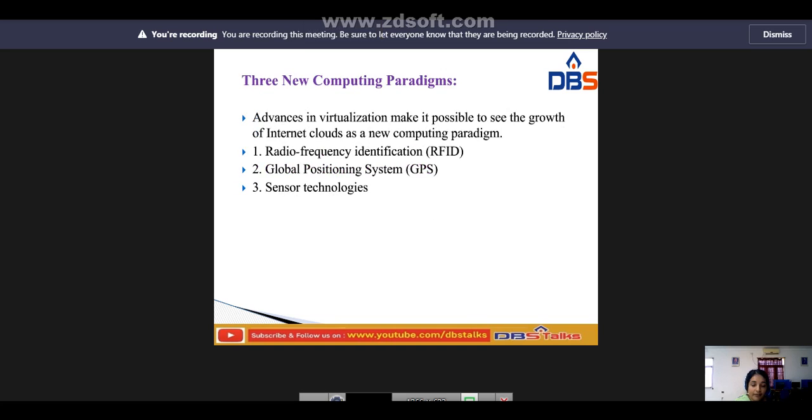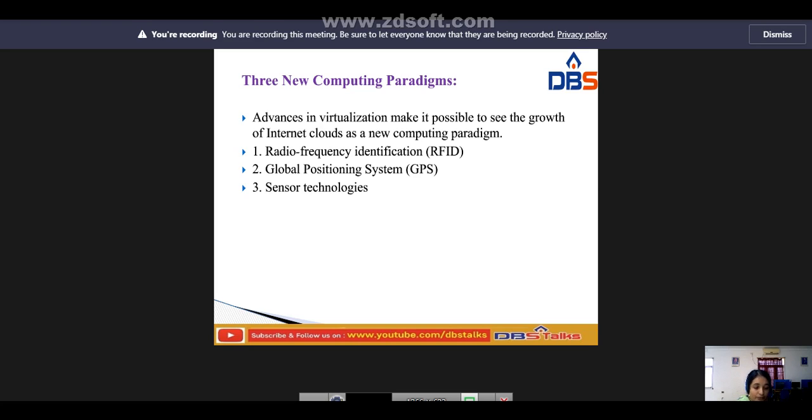Next, we have three new computing paradigms. Already we discussed in the diagram RFID, whose full form is radio frequency identification. Next one is GPS, the global positioning system. Third one is sensor technologies. These are the three new computing models we have in high throughput computing. With the introduction of SOA, that is service oriented architecture, Web 2.0 services became available. Advances in virtualization made it possible to see the growth of internet clouds as a new computing model.